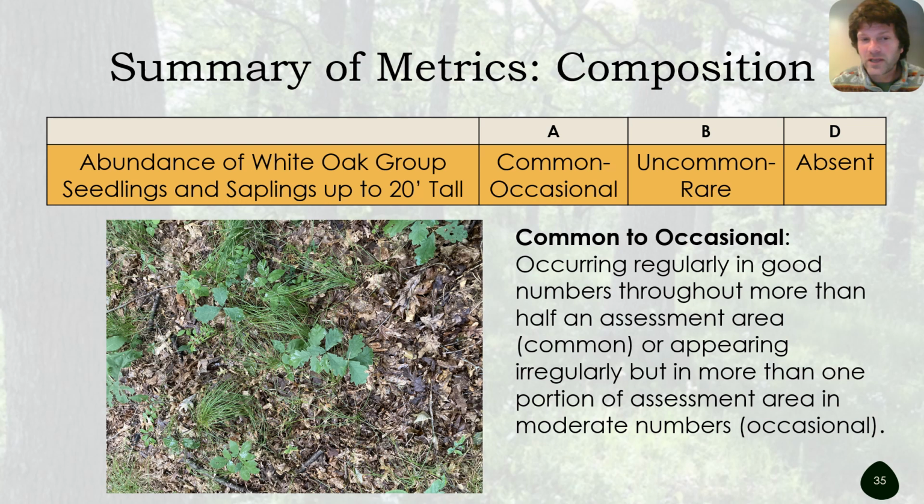Another compositional metric is just the representation of white oak group seedlings and saplings, white oak group being mostly white oak and bur oak in these systems, up to 20 feet tall. We've taken out the C category to simplify this a bit. So if they're absent, it's a D. If they're common to occasional, it's an A, and if it's in between, it's a B. And there's more guidance on this separation in the associated procedure document.